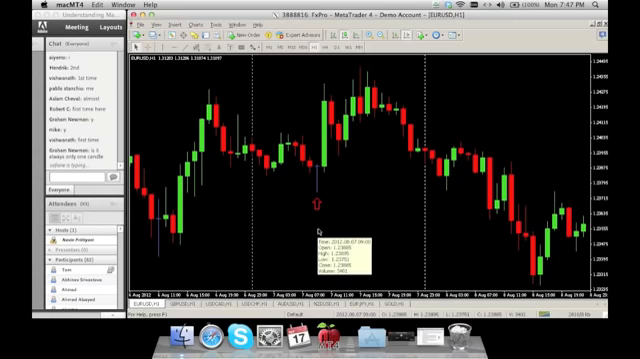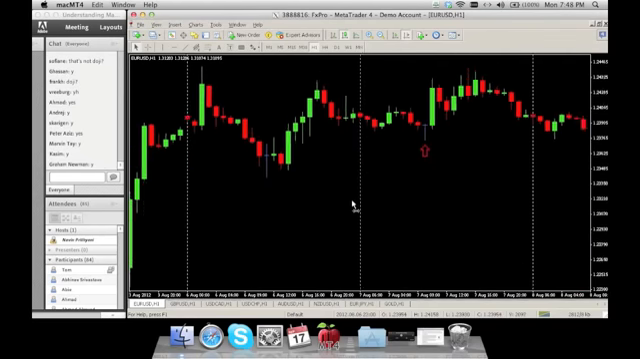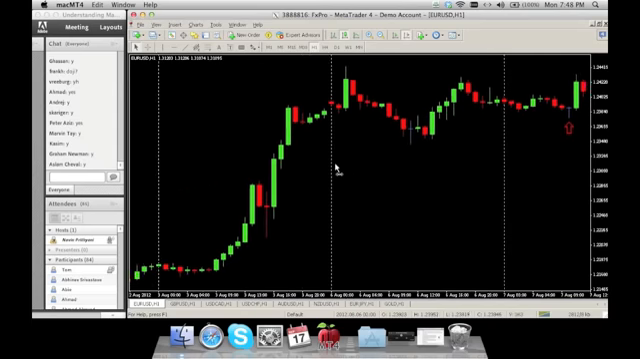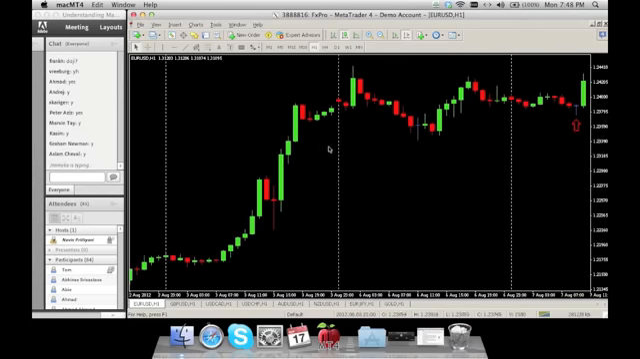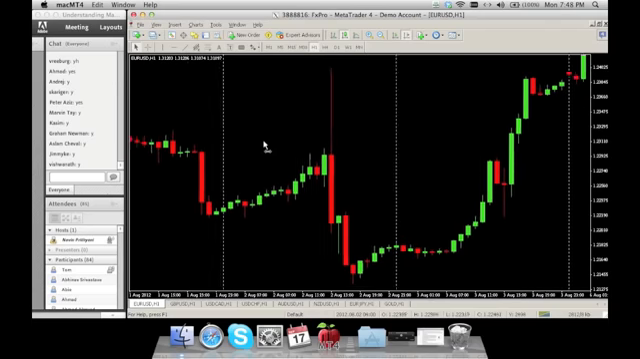Everyone with me so far? Yeah, I can get into the doji. I'll get into the doji stuff much later. We'll get into the exact types of dojis and stuff like that in a while. All right, now more examples.